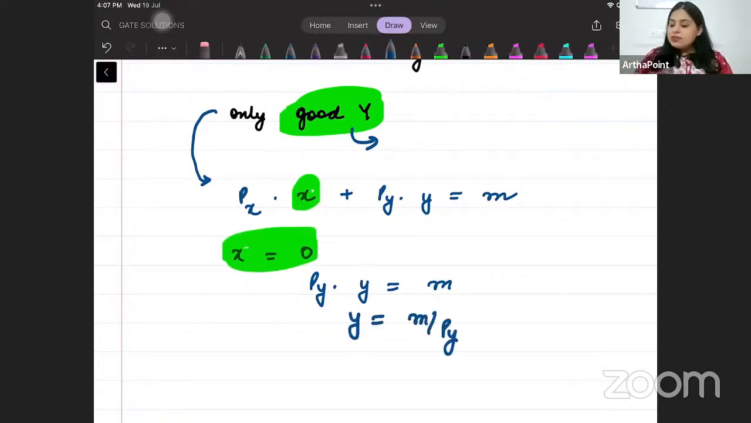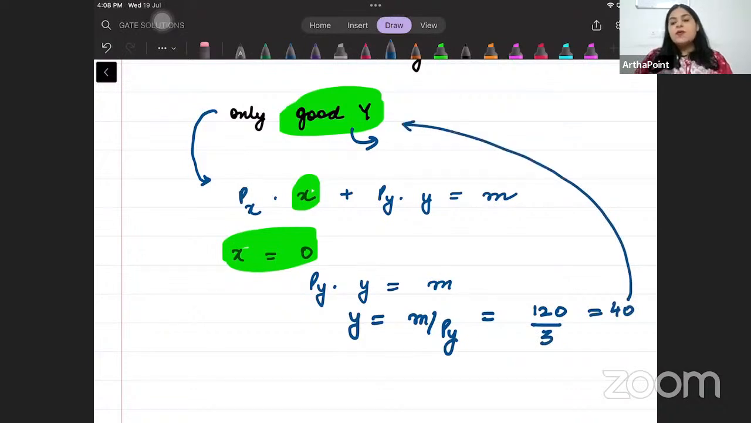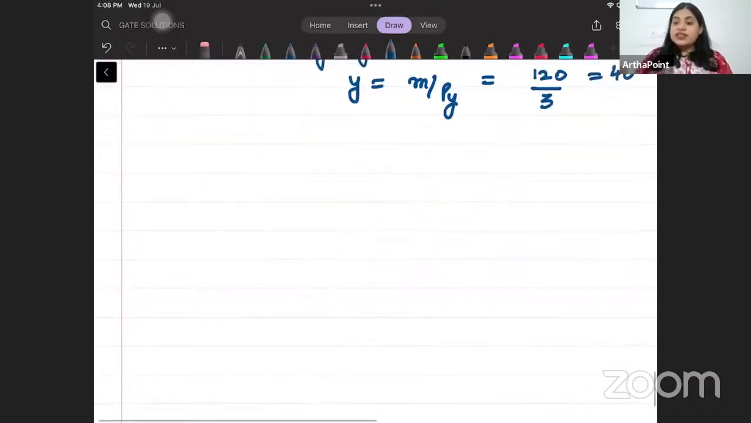Income given to you is 120. Price of good Y is 3. So you should be consuming 40 units of good Y. You should be consuming 40 units of good Y. Listen to me very carefully.